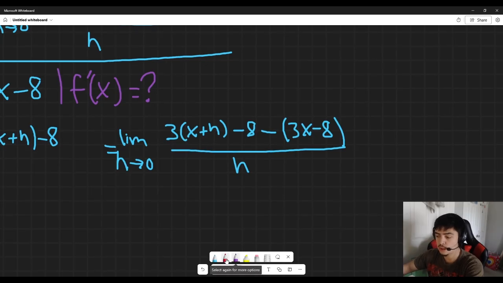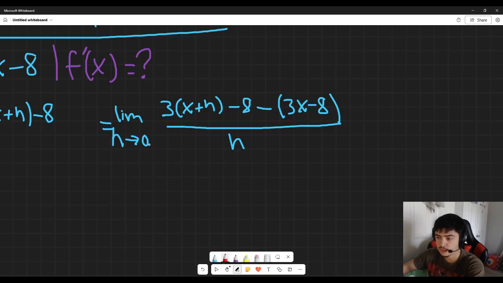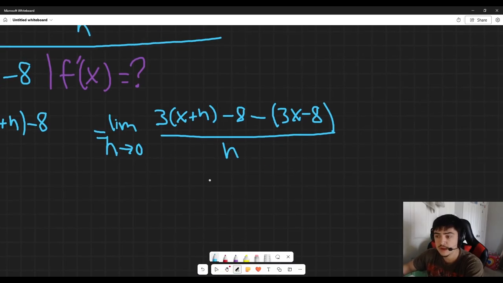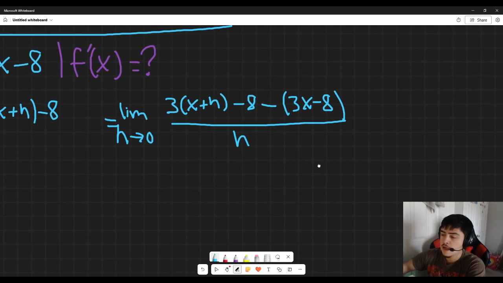So what I'm going to do is start distributing some stuff, opening up the parentheses, and maybe we can start canceling some stuff. Because we can't take the limit yet, right? If we were to do direct substitution and plug in the 0, we'd get division by 0, which we cannot have. So we can't take the limit yet until we do some simplifying. Maybe our goal is to end up getting rid of that h, so we can take the limit and find out what our derivative is.